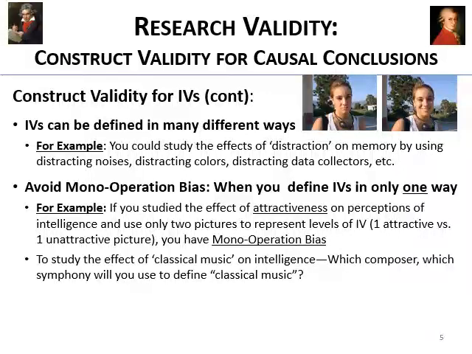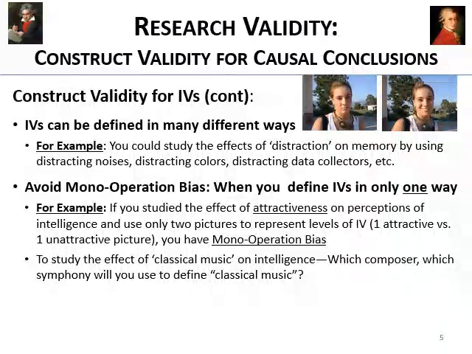So another example, let's say you're going to look at the effect of classical music on intelligence. You've got to come up with some way to manipulate that independent variable. I assume there's classical music, not classical music. Are you going to use Beethoven? Are you going to use Mozart? Are you going to use something else? How are you going to define classical music operationally for your study?